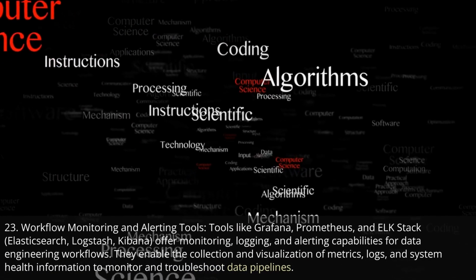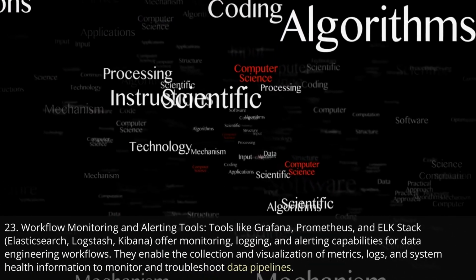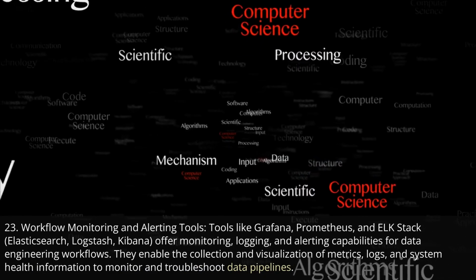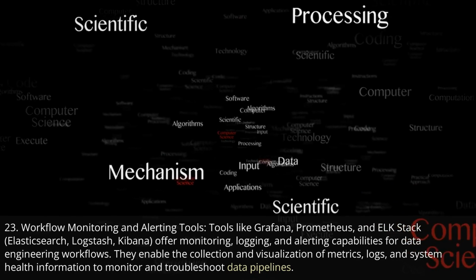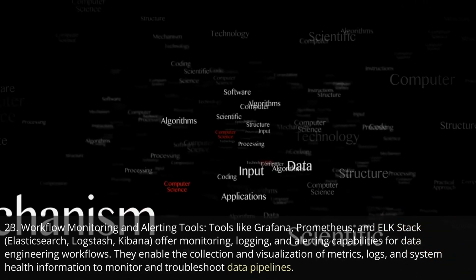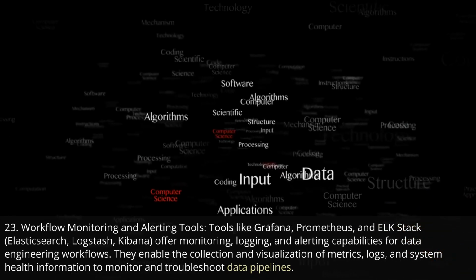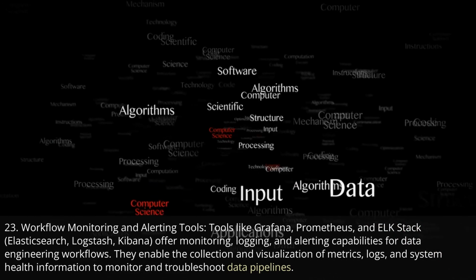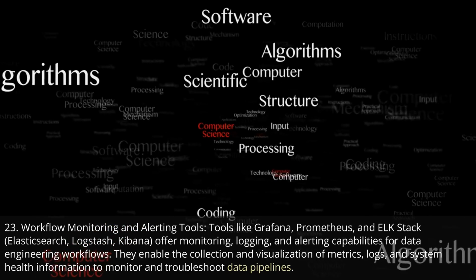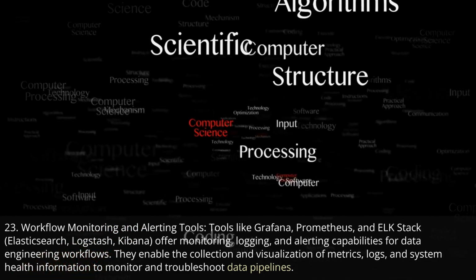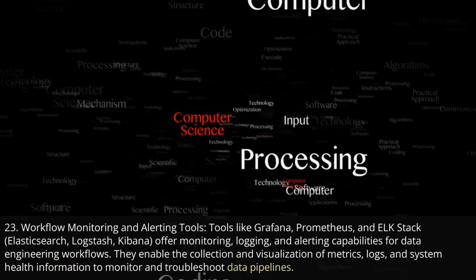23. Workflow monitoring and alerting tools. Tools like Grafana, Prometheus, and ELK Stack, Elasticsearch, Logstash, Kibana, offer monitoring, logging, and alerting capabilities for data engineering workflows. They enable the collection and visualization of metrics, logs, and system health information to monitor and troubleshoot data pipelines.